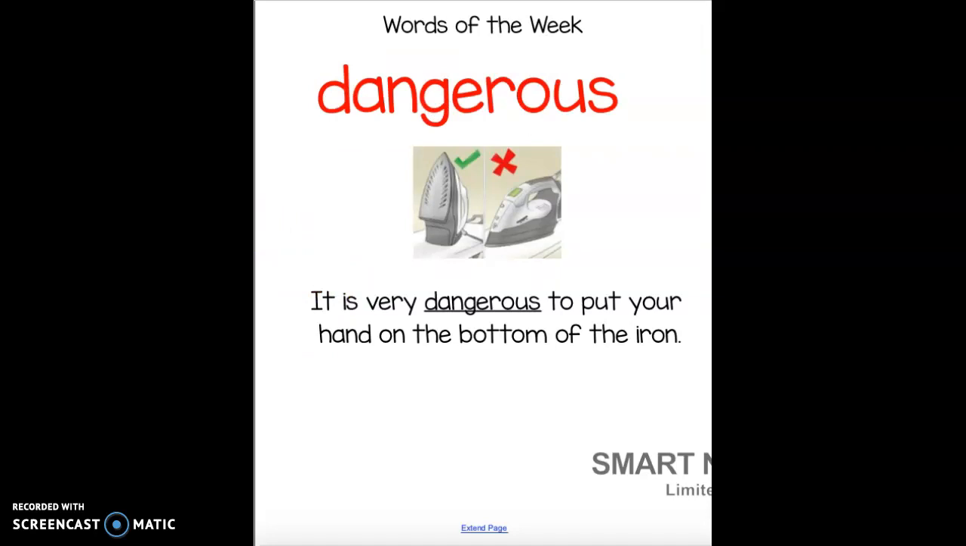Now we're going to be doing the sight words. You're going to put your fingers up and trace the spelling along with me. The first word is dangerous. Everybody say dangerous. D-A-N-G-E-R-O-U-S. Dangerous. Again, dangerous. D-A-N-G-E-R-O-U-S. Dangerous. Eyes closed. Dangerous. D-A-N-G-E-R-O-U-S. Dangerous. It is very dangerous to put your hand on the bottom of an iron.